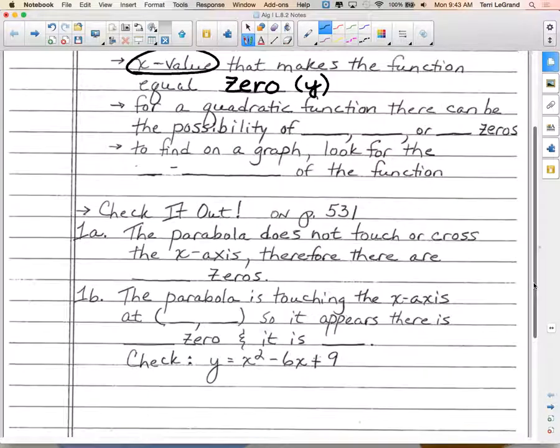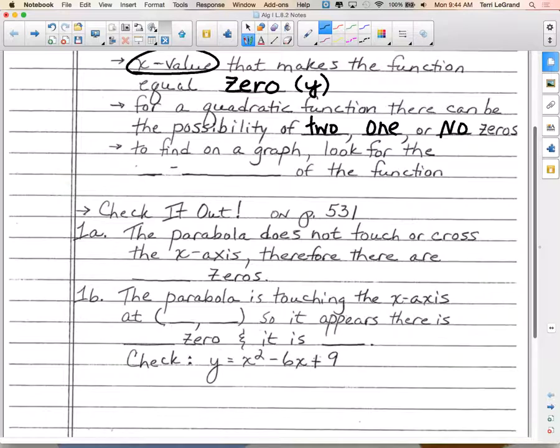For a quadratic function, there can be the possibility of 2 zeros. So there can be 2 different zeros. There could be just 1 zero. Or it can turn out that there actually are no zeros. There are not any x values that will make the function equal 0.